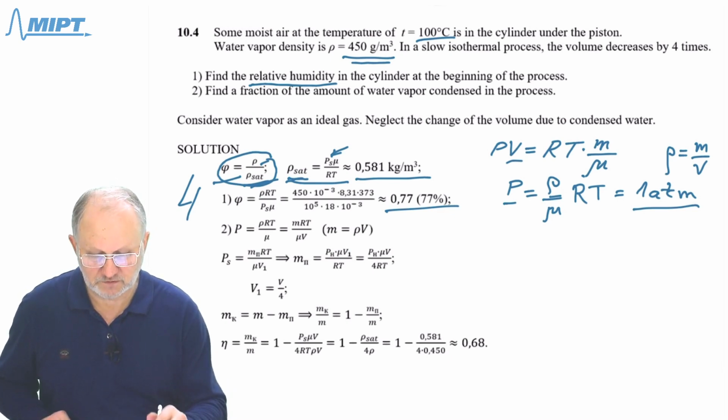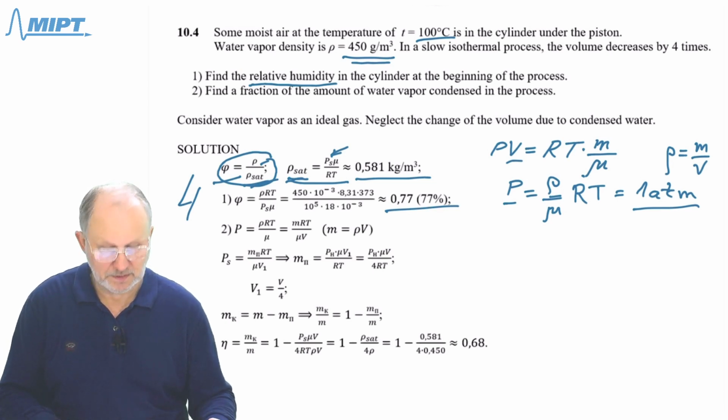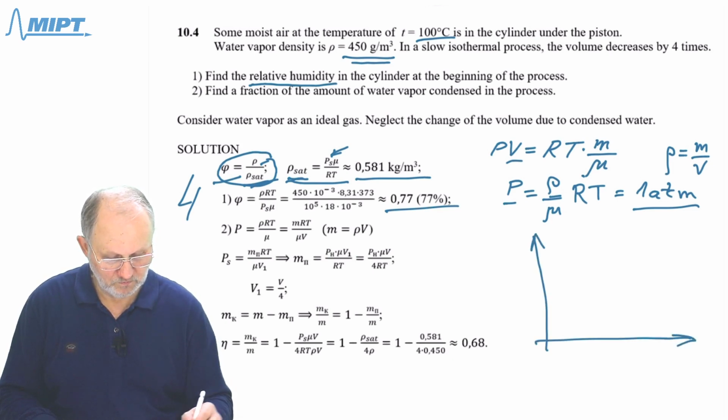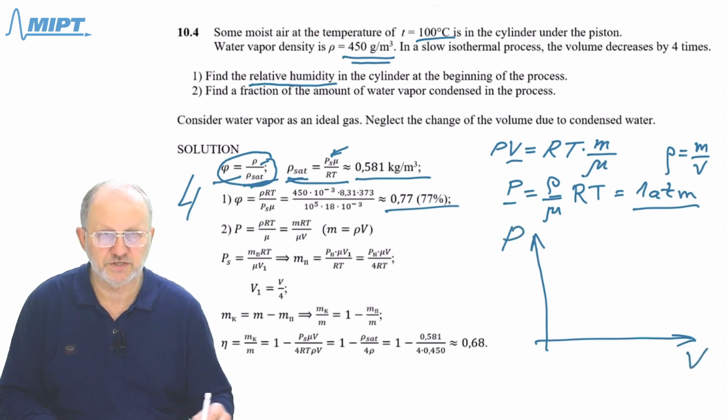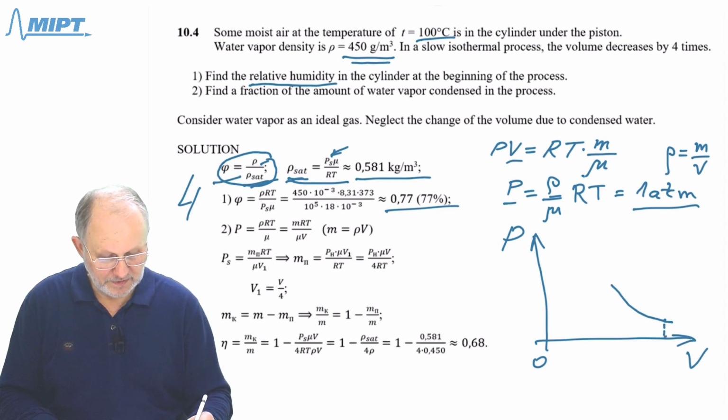And the second part of the problem has this question: find a fraction of the amount of water vapor condensed in the process. This question requires some clarification. If we draw this process with water vapor on the PV diagram, pressure-volume, then we must draw the isothermal process of compression from some initial volume down to lower volumes until the point when the condensation will start. At some point, the condensation of steam will occur, and after that the pressure of the gas will remain constant, because water vapor will start condensing into liquid water.